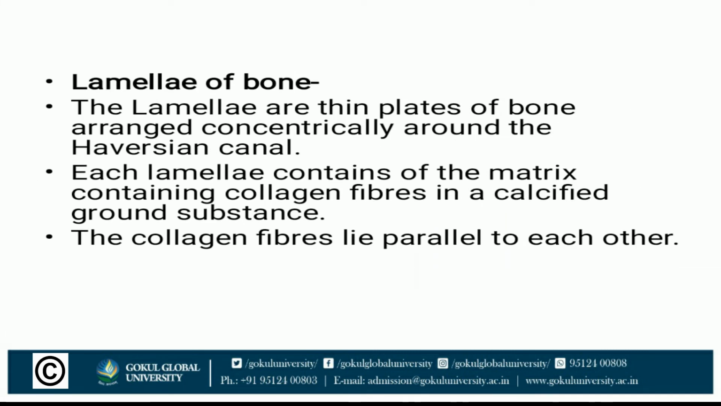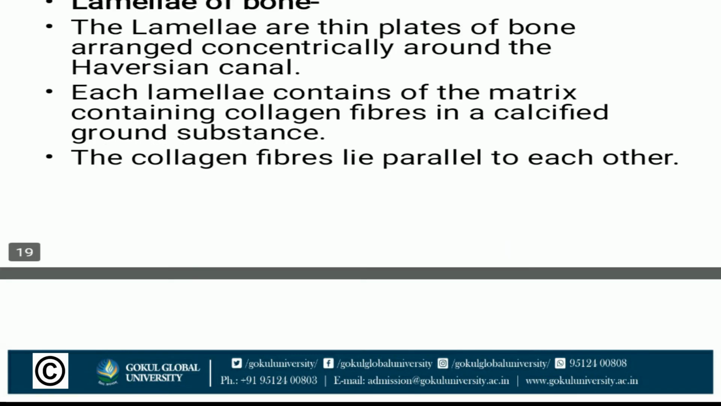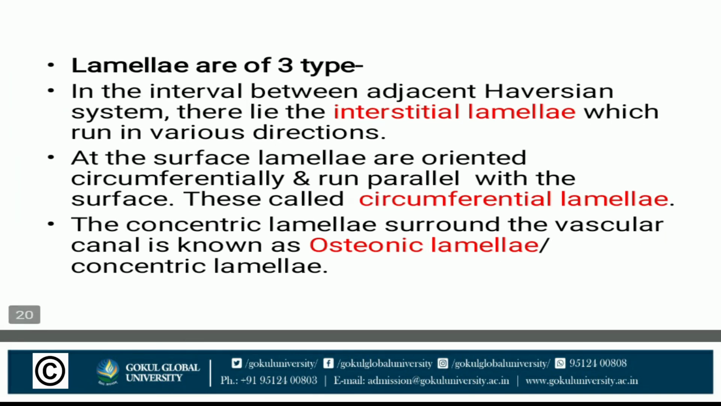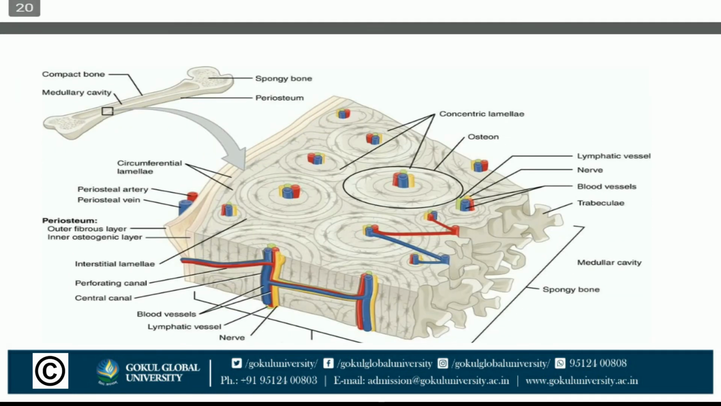Each lamella contains matrix containing collagen fibers in a calcified ground substance. The collagen fibers lie parallel to each other. Lamellae are of three types. In the interval between the adjacent Haversian systems, there lie the interstitial lamellae, which run in various directions. In this diagram you can see interstitial lamellae which lie in various directions.